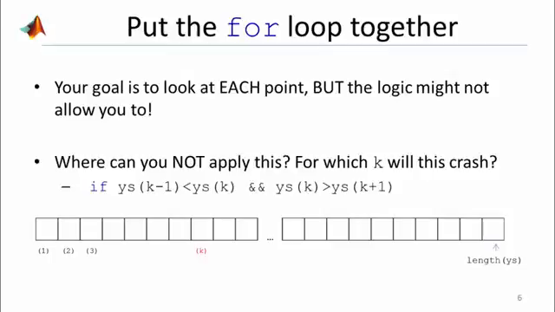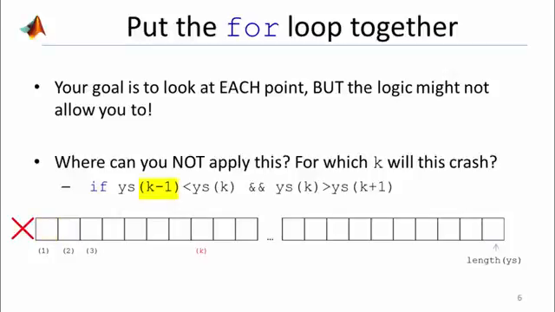But sometimes the logic doesn't allow you to look at every data point. You cannot traverse every single data point. In our case, when can you not apply this? In other words, when will this crash? What k value can't happen? Imagine you're looking at k equals 1. Well, that's the very first element of your vector. So when MATLAB is going to try to do k minus 1, that's going to be 0, and that doesn't exist.